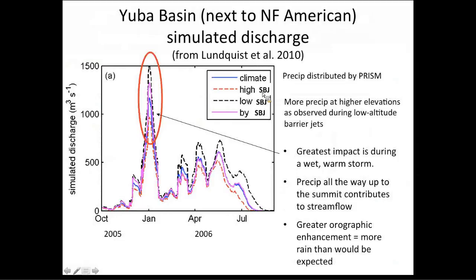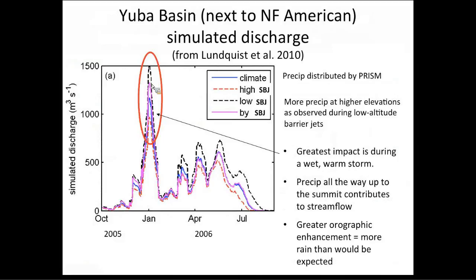What I've done here is I've run a simulation with climatology, assuming that precipitation is always distributed the same, with a low Sierra barrier jet, which is putting more precipitation at higher elevations. This was what was observed, what happened in 2007, and with over a year where the precipitation distribution varies according to the observed altitude of the Sierra barrier jet. I didn't go into it, but there's also a high elevation Sierra barrier jet which blocks the higher altitude precipitation and ends up with less precipitation at higher elevations.